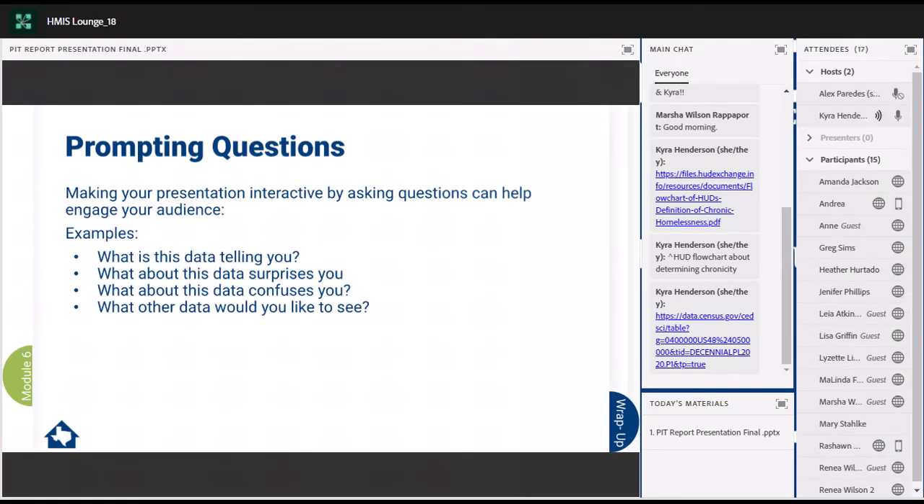Now, another way to spice up your presentation and also give yourself a break from talking and summarizing for folks is to utilize some interactive polling and prompting questions. Not only does this help you ensure that your audience is understanding what you're presenting, but it also gives them a level of autonomy over what they take from the presentation. The more connected they feel with the data, the more likely they are to find the presentation impactful.